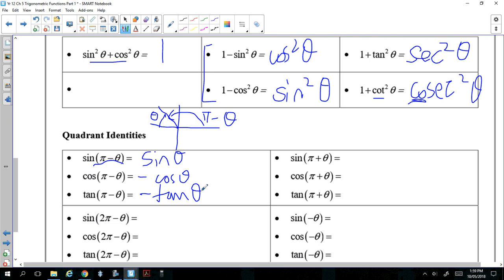And then the other one, pi plus theta, will be in the third quadrant, because that's pi, which is 180, plus theta. So in the third quadrant, sine is negative. The next one will be negative cos theta, negative for cos in the third quadrant, but positive for tan in the third quadrant.